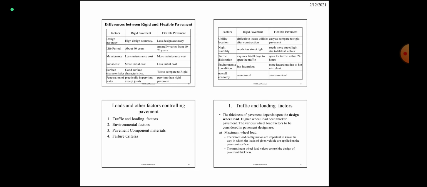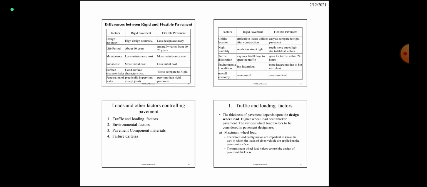Difference between rigid and flexible pavement. Design accuracy: rigid has high design accuracy, flexible has less. Life period: rigid about 40 years, flexible generally varies from 10 to 20 years. Maintenance: rigid has less maintenance cost, flexible has more. Initial cost: rigid has more initial cost, flexible has less.